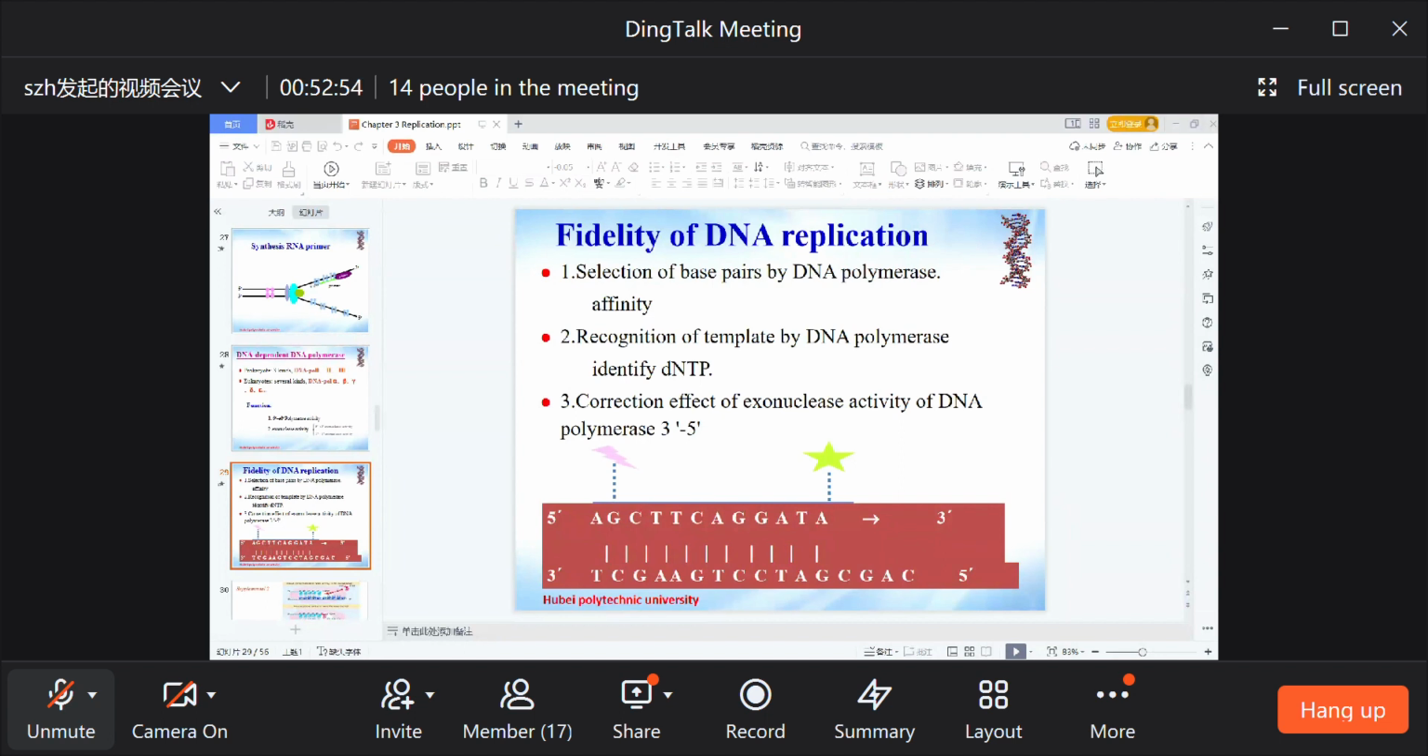Okay, come back. You can see the main properties of prokaryotic organism replication. Every molecule, every cycle, contains one origin site.